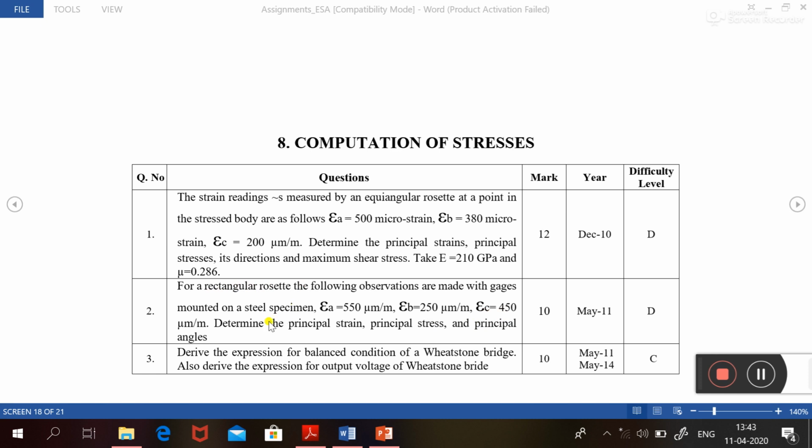But in addition to that, if they mention epsilon d is also equal to something, at that time we have to consider this rectangular rosette as a 4 element rectangular rosette. And again we have to calculate the same parameters, that is principal strain, principal stresses and the principal angles, which is also called the direction of principal strains.